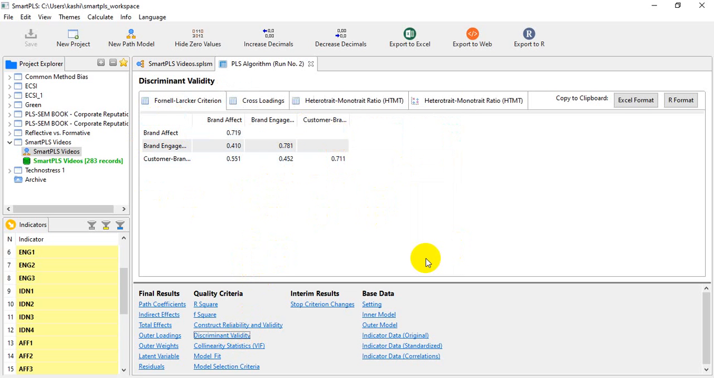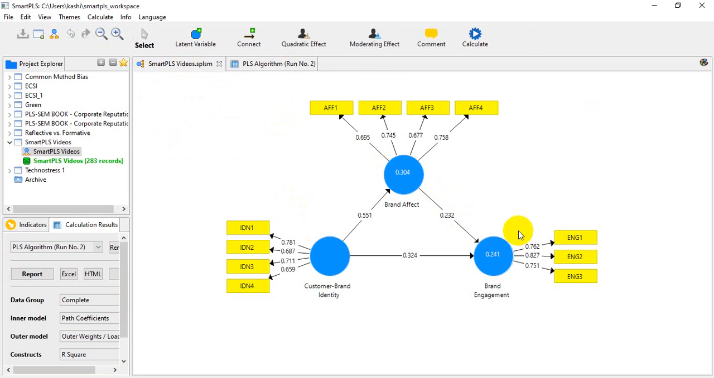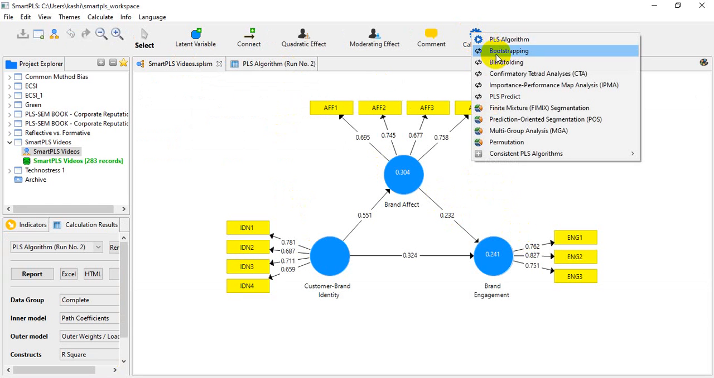And there are two common ways of doing it. One way is the Fornell-Larcker criterion. The other one is the HTMT. Both of them in this case look pretty okay. Since we don't have much of a problem with our measurement model, we'll go straight to bootstrapping to check the mediating effect of brand effect.